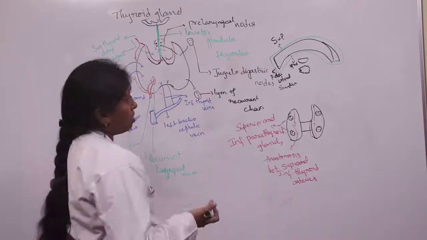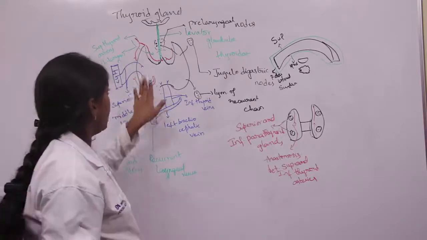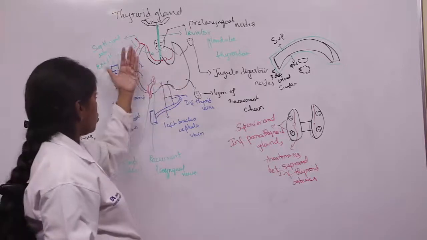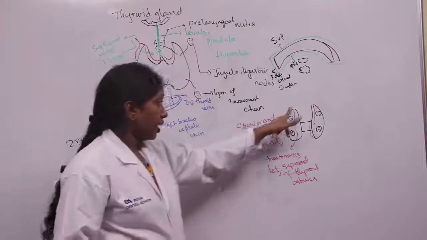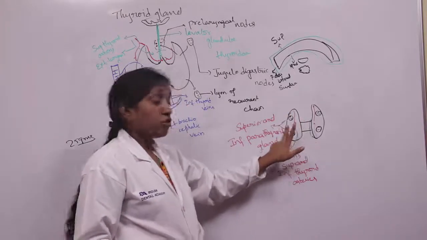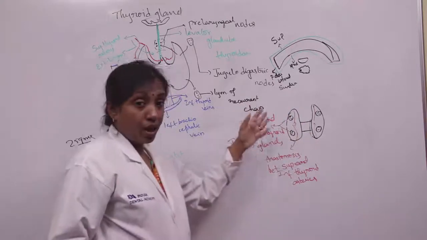And coming to the borders, the thyroid gland has two borders, anterior border and posterior border. Anterior border separates the superficial surface from the medial surface. Posterior border, it is not seen here. Here is the posterior border, which separates the medial surface from the posterolateral surface. So that's about the borders.